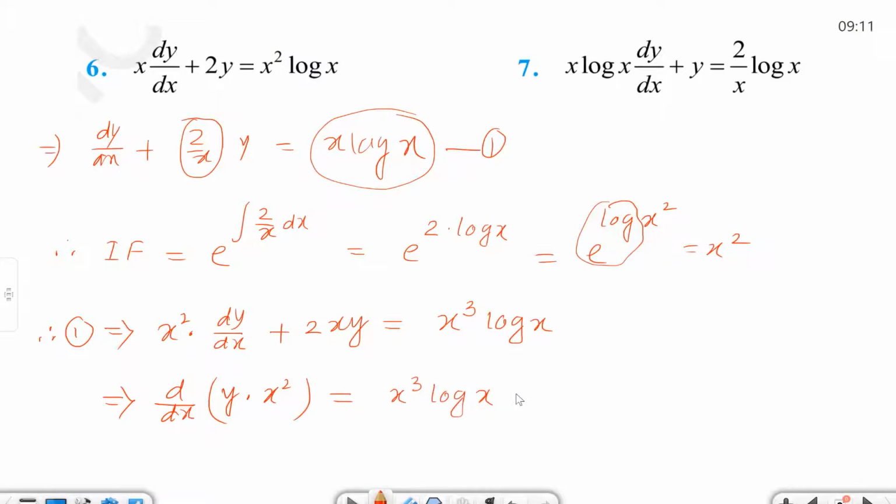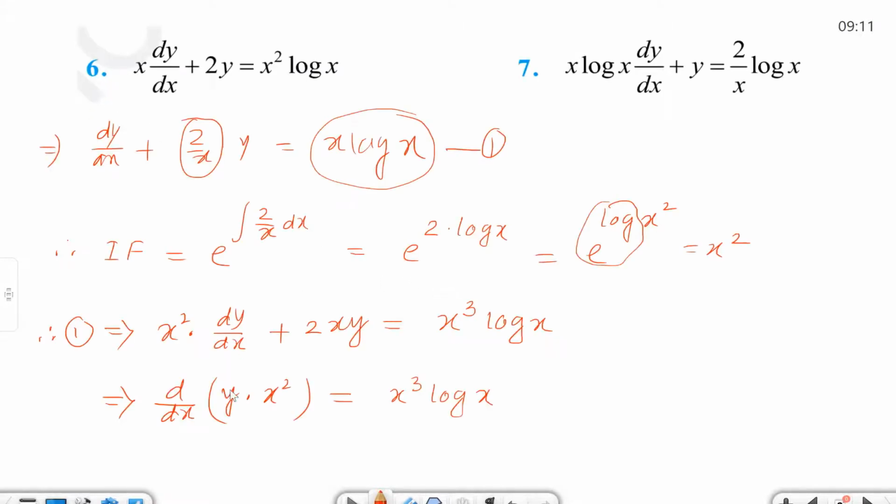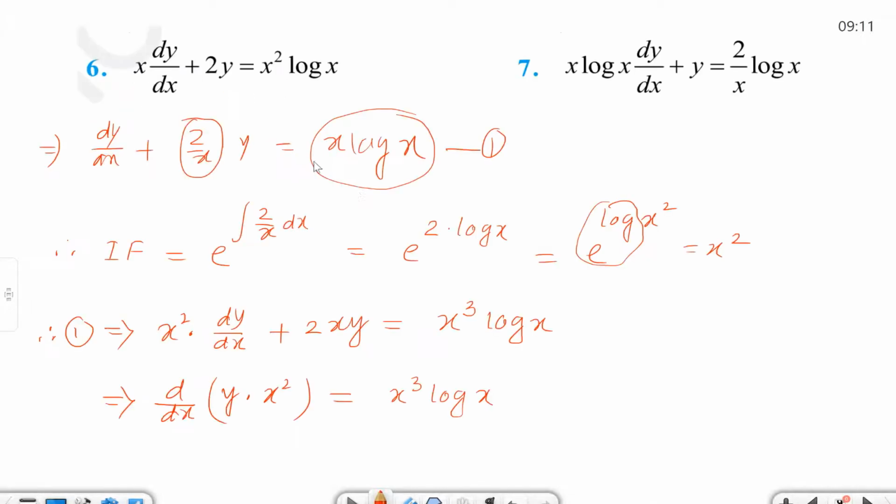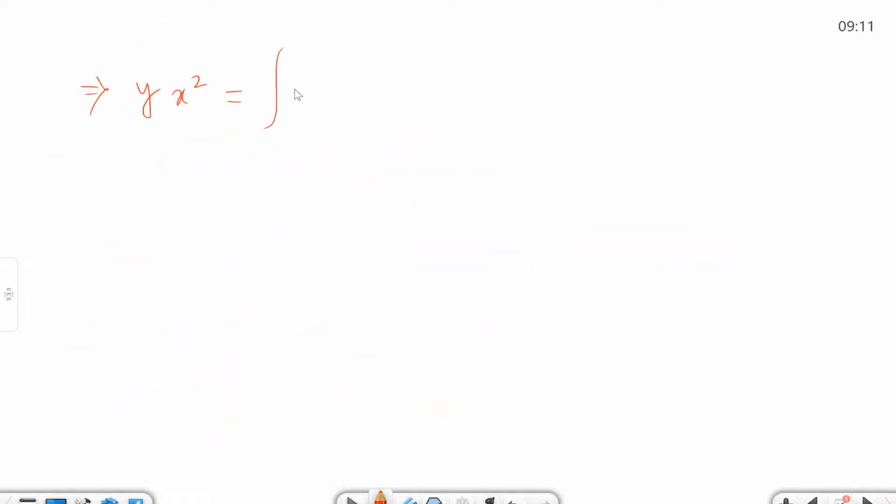To remove d/dx, apply integration on this side. So that implies y into x square is equal to the integral of x cube log x dx plus a constant c. So here you apply the integration by parts rule.